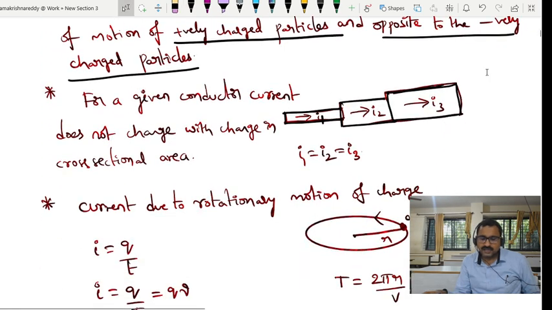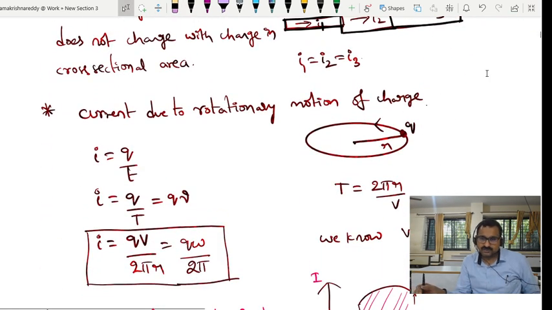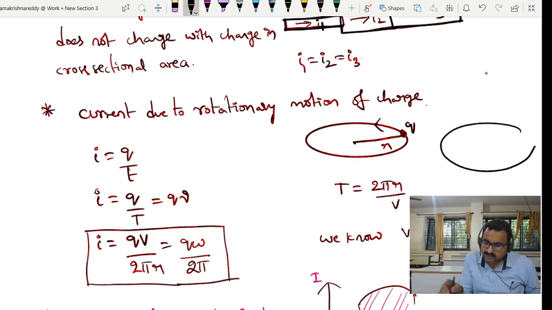Now another one we are taking: current due to the rotational motion of a charge. Now this is a circle, and the charge is rotating here in this way, like this.